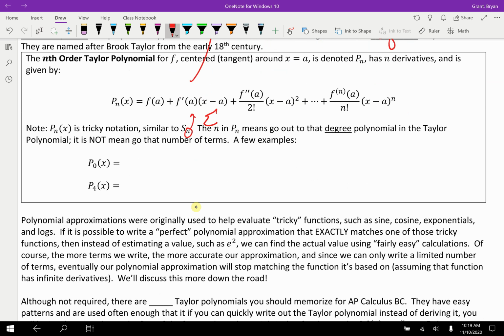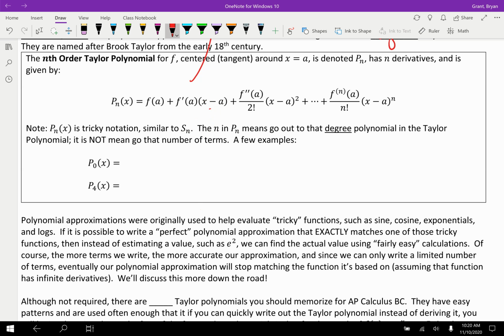We were evaluating from something to like n equals 5, and so this meant go out until you get to an n of 5. S sub 5 didn't mean write 5 terms, it meant go out till you hit an n of 5. And if we had started at like an n of 2, then we'd only have 4 terms there, or 3 terms, or whatever. In a Taylor polynomial, p sub n means go out to that degree polynomial. It doesn't mean that number of terms.